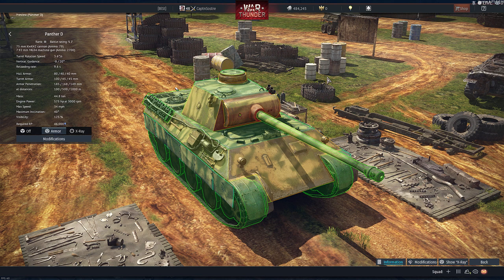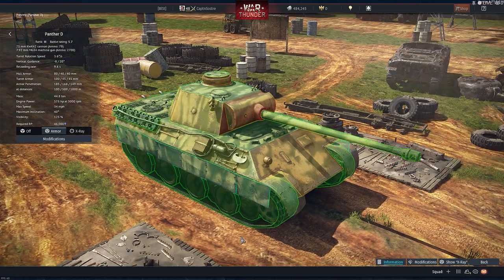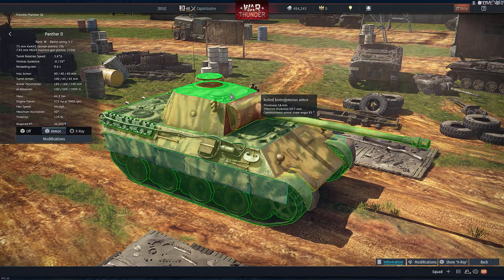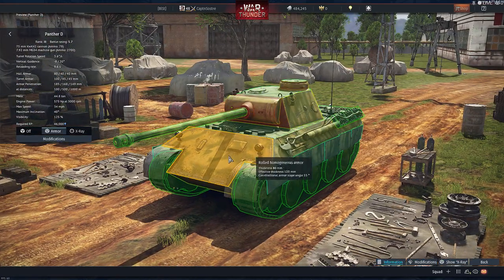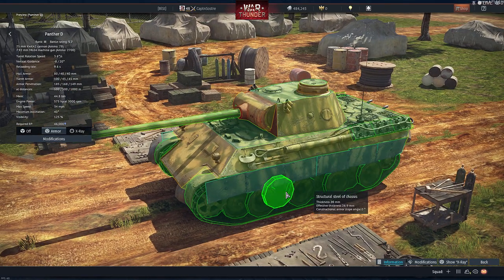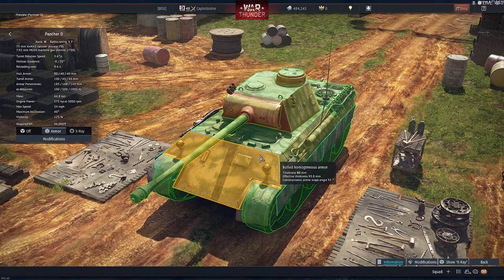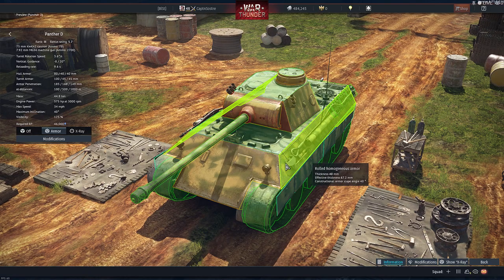In general, we're going to take a look at the armor viewer here, discuss some of the aspects of it which are actually a bit misleading. We're going to talk about the different types of armor. We're going to talk about constructional slope angle versus angle of attack, effective thickness, calculating the amount of protection a plate will give, and finally we'll talk about shell penetration and how to actually calculate whether a shell will go through a plate or not.